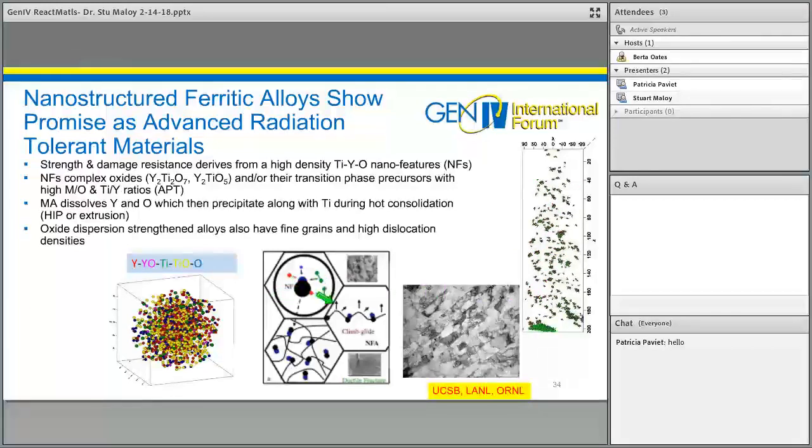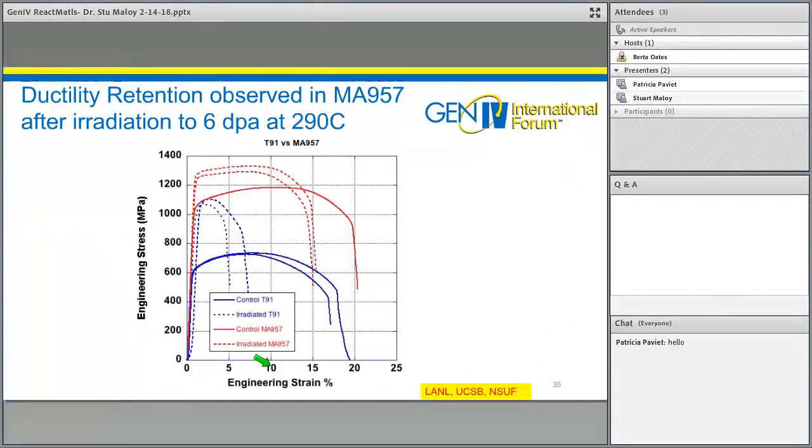These serve as sinks for defects, and they also help increase the strength at high temperature, giving it increased creep resistance as well as increased strength at high temperature. So that could help us.